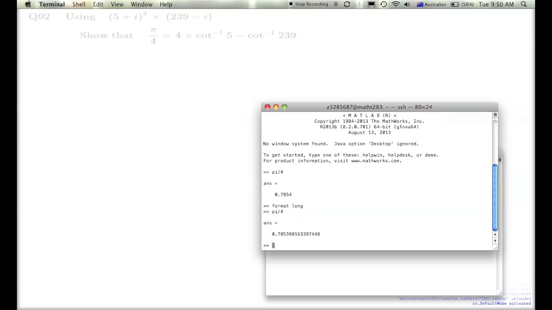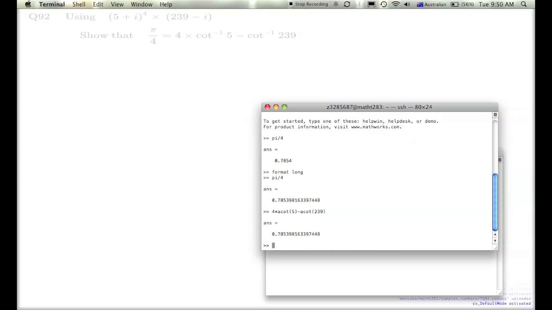If I compute the right hand side of my expression, it will be 4 times the inverse cotangent function. It has the abbreviation acot in Matlab. You can easily Google that. If you just Google inverse cot in Matlab, you will come up with this answer. It's not like I remember this. I just learned it yesterday. So inverse cot of 5, take inverse cot of 239. That's the one. Well, it's exactly the same number up to the last decimal digit available.